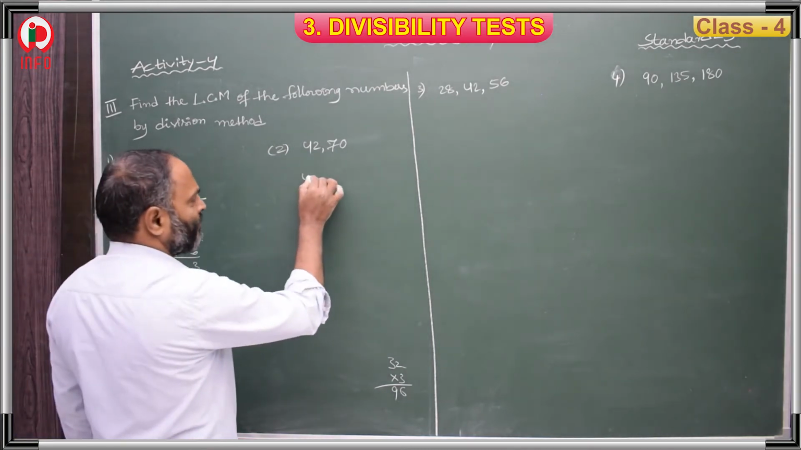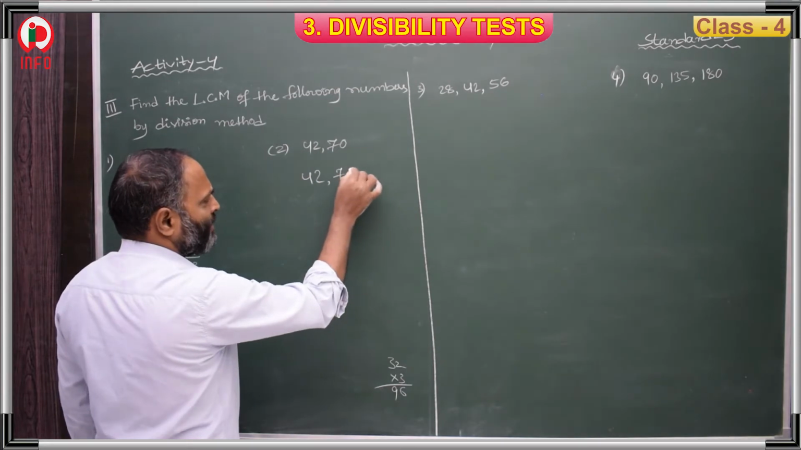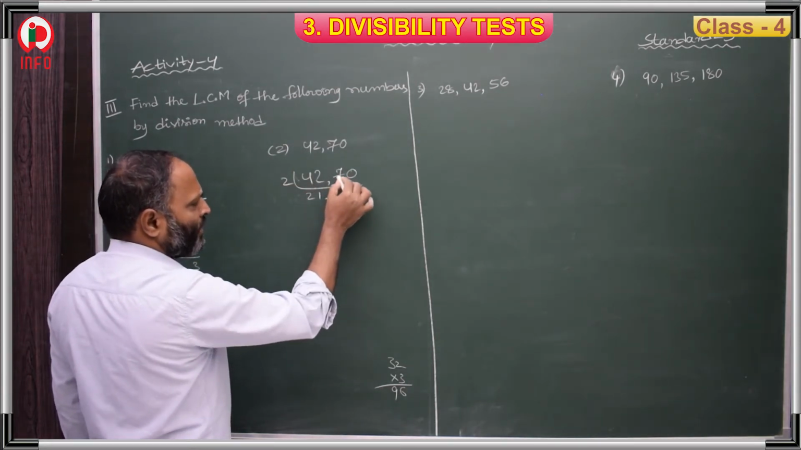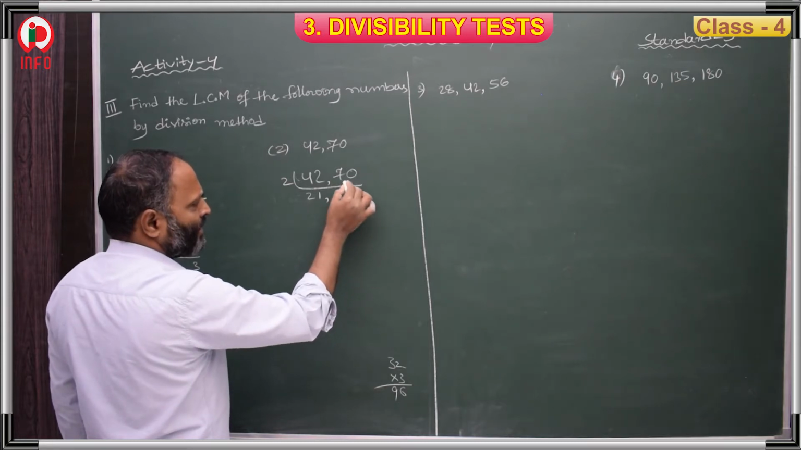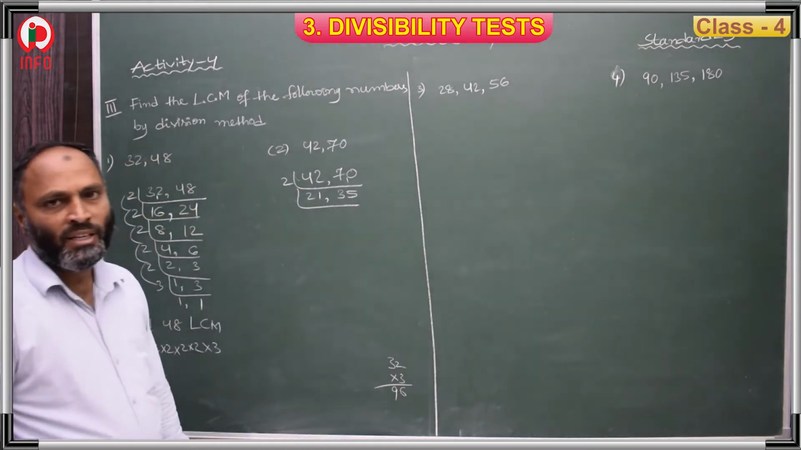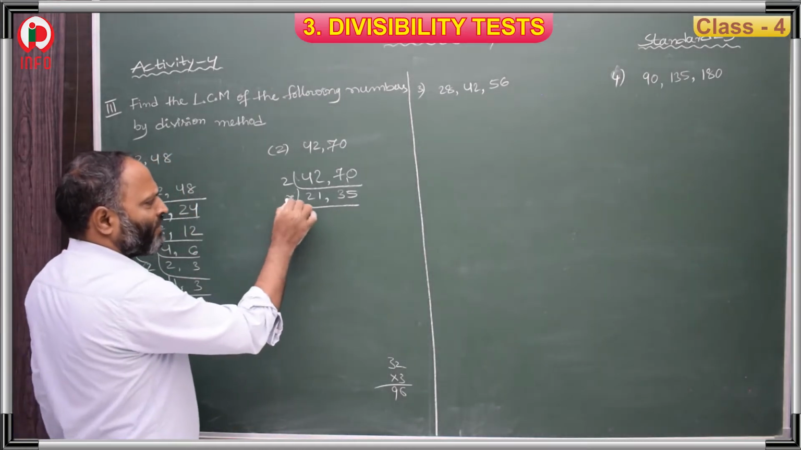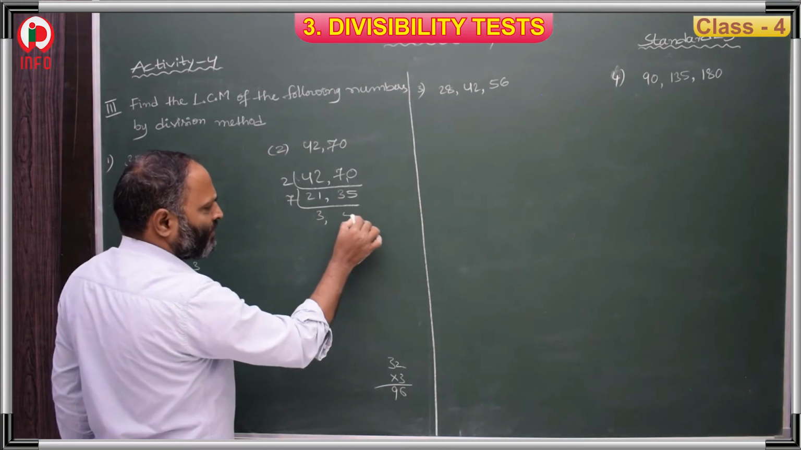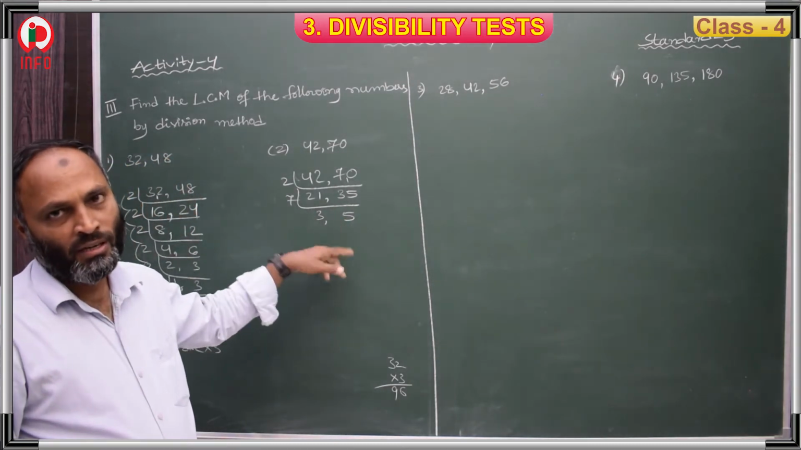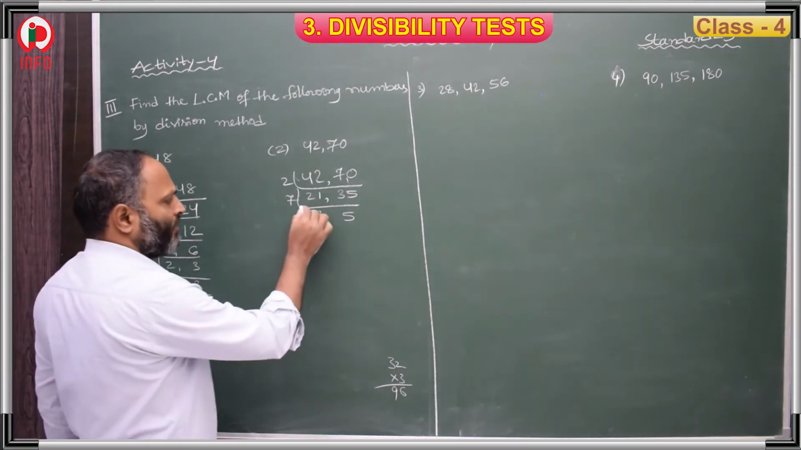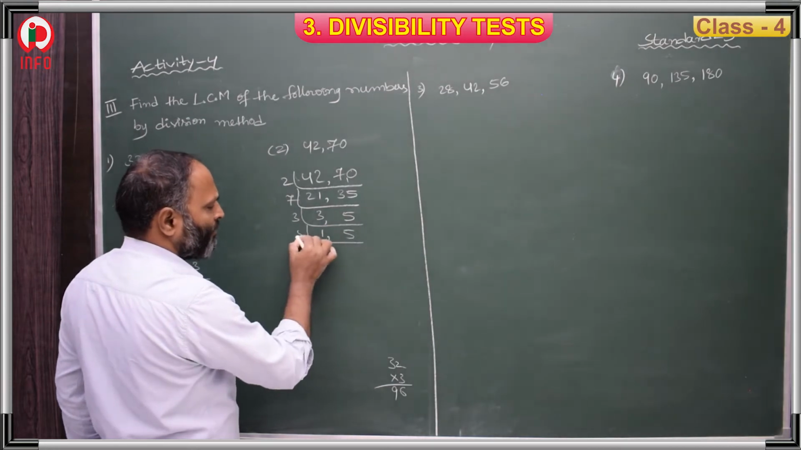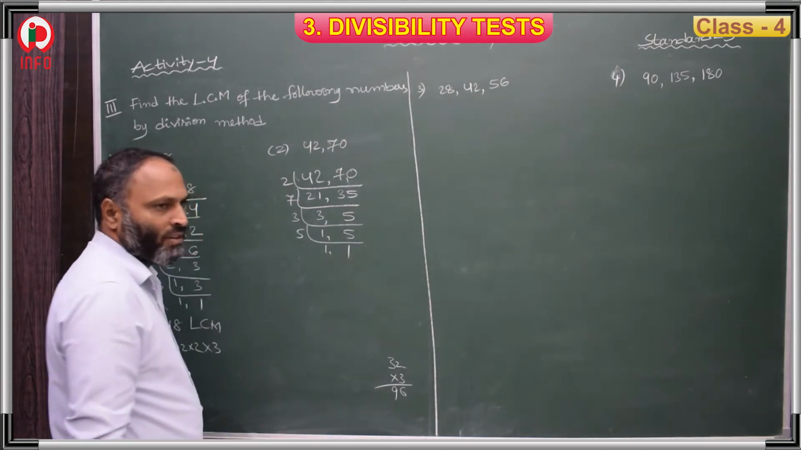Now 42 and 70 using the division method. 2 twos are 4... 2 ones are 2, 2 threes are 6, and 1 left. 2 fives are 10. Again these two will divide in the 7 table. 7 threes are 21, 7 fives are 35. These 3 are prime numbers. You can stop here, or otherwise if you want to take 3 first: 3 ones are 3 and 5 as it is. Again 5, this one as it is, 5 ones are 5.